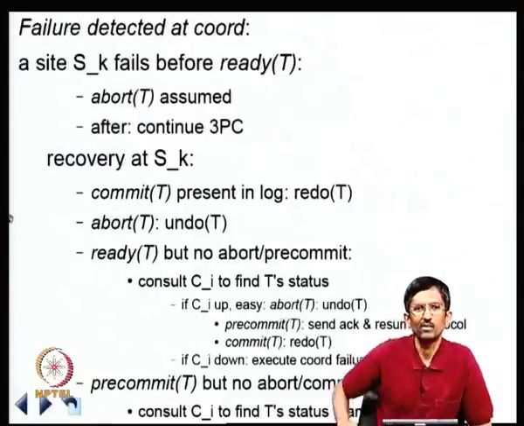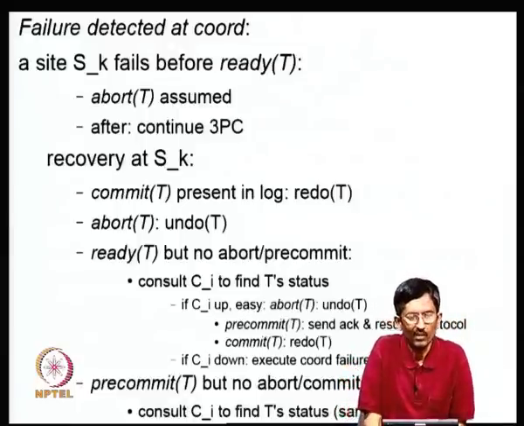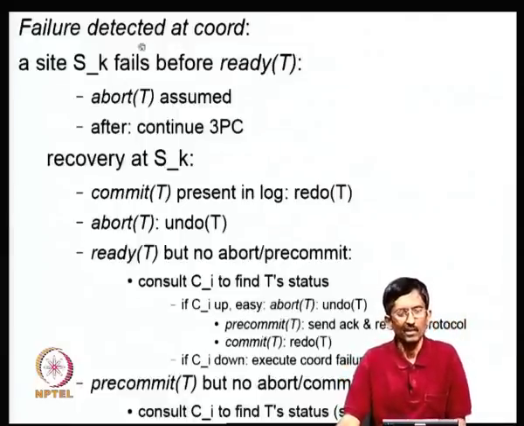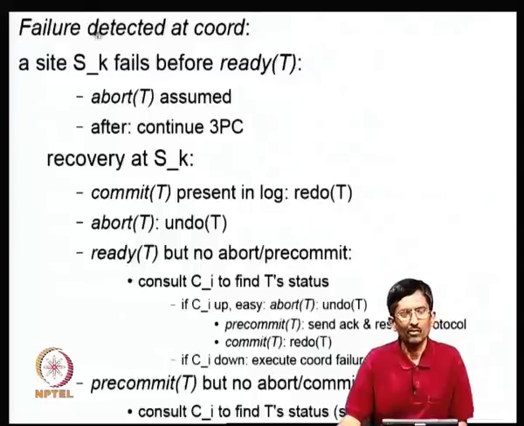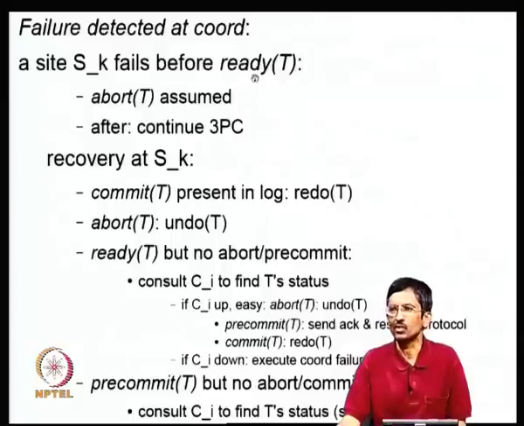Now let us look at what this is. A site Sk fails before ready T. This is similar to the previous situation. Nothing really seriously has happened. Therefore, you can assume abort. Now it can be after ready T, where we continue the 3-phase commit. Again, we will come to the recovery part of it here. This part of it is the ready, commit and pre-commit, these 3 situations.